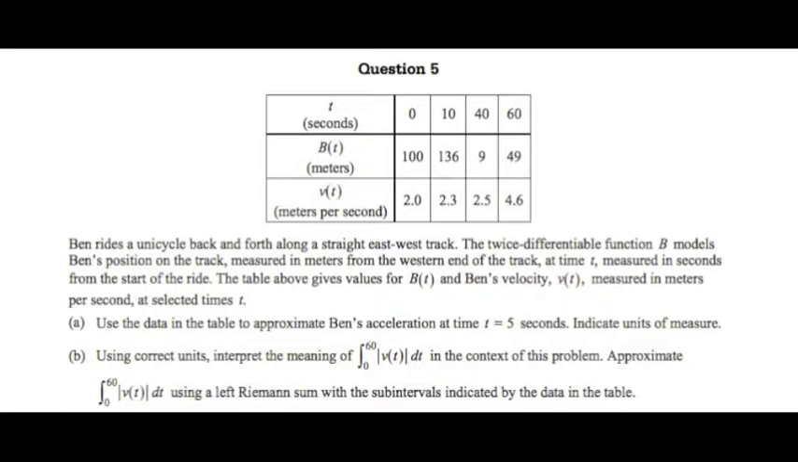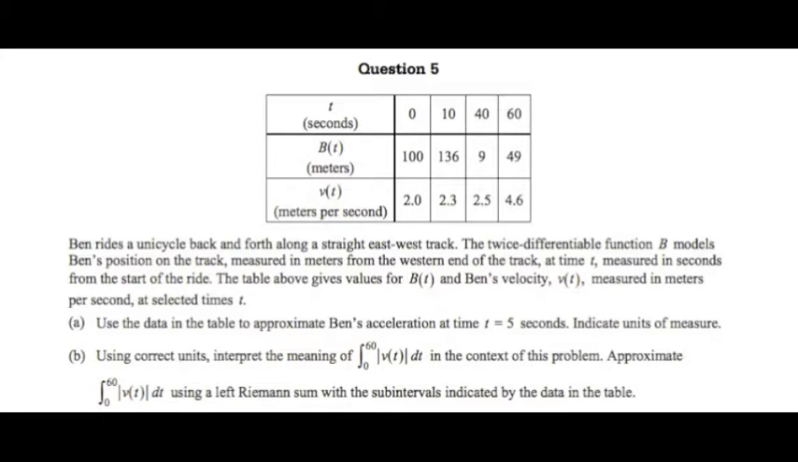Ben rides a unicycle back and forth along a straight east-west track. The twice differentiable function x models Ben's position on the track, measured in meters from the western end of the track at time t, measured in seconds from the start of the ride. The table above gives values for x of t and Ben's velocity v of t, measured in meters per second at selected times t.